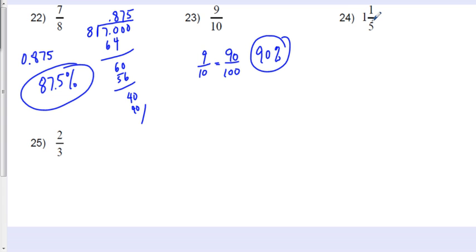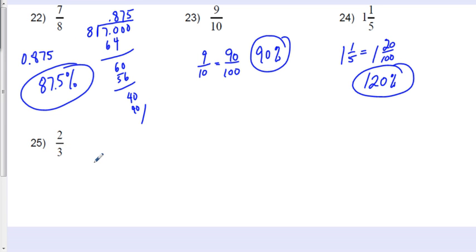1 1/5. I'm quite sure that this will be over 100%. Let's get that 5 to be something out of 100. Multiply by 20, multiply by 20. 120%. Another option would have been to change this to an improper fraction and divide.